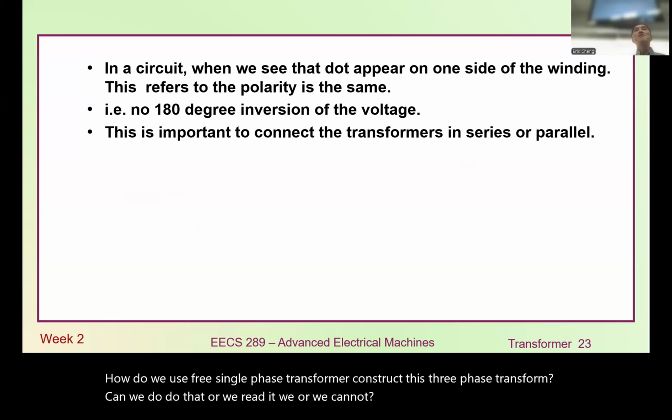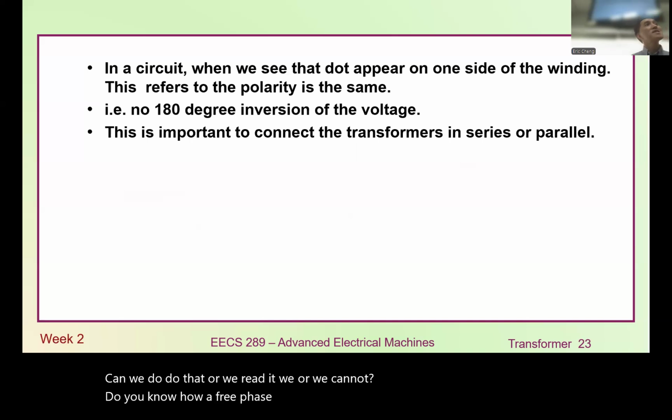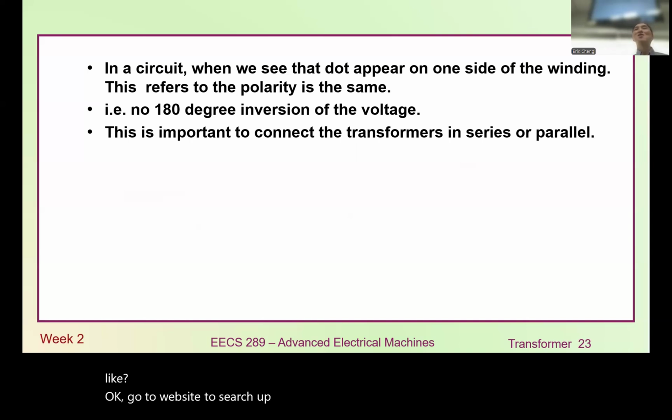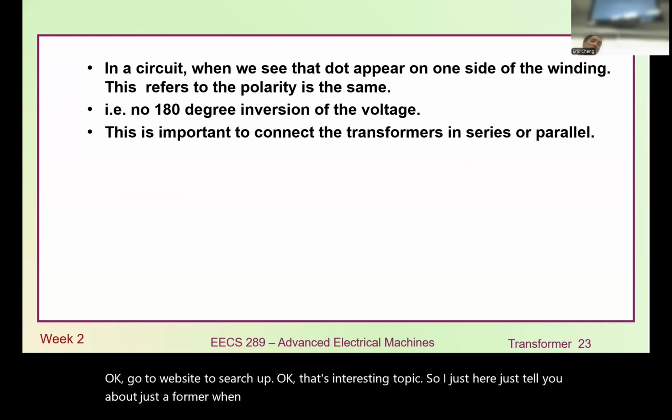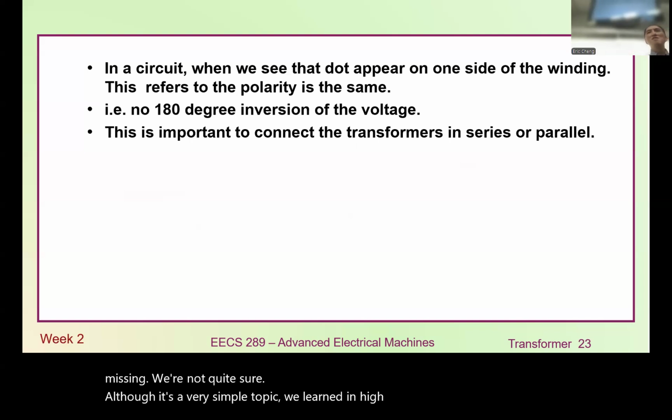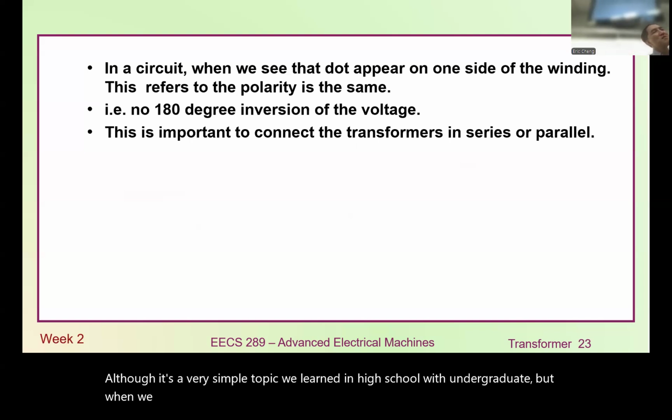Do you know how a 3-phase transformer looks? What the magnetic core inside looks like? Okay, go to the website to search it up. Okay, that's an interesting topic. So I'm just telling you about this transformer. When we revisit the transformer, we can see many things we are missing. We're not quite sure. Although it's a very simple topic, we learn it in high school, maybe undergraduate, when we revisit it, there are so many things we are just not quite sure about. But you are an electrical engineer, you need to know that.